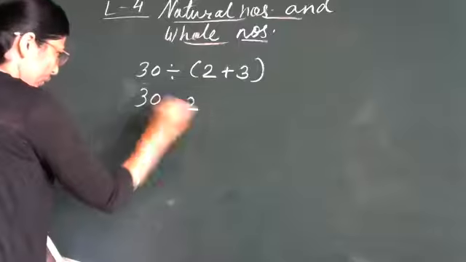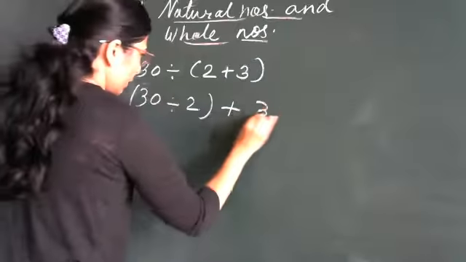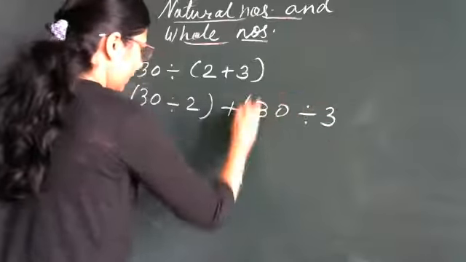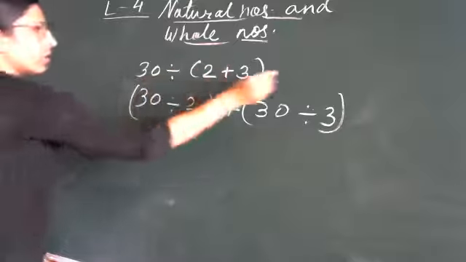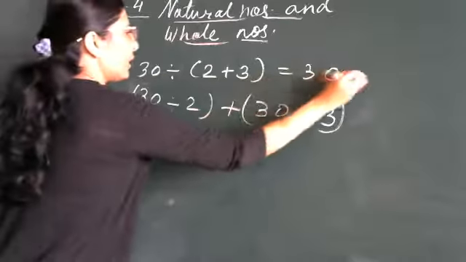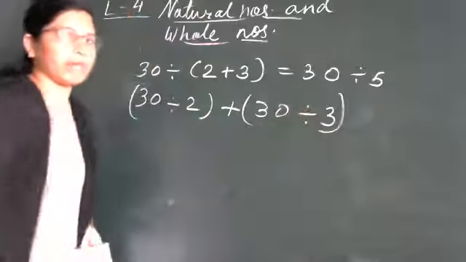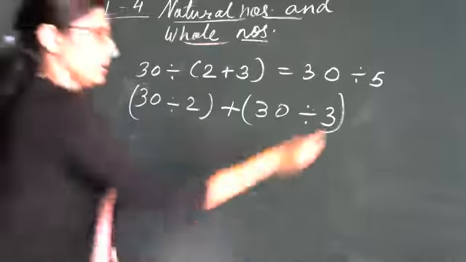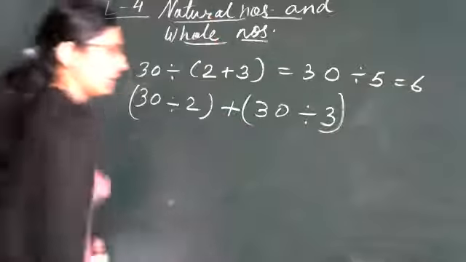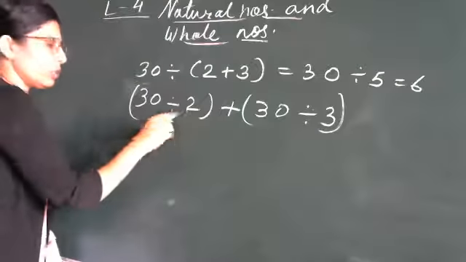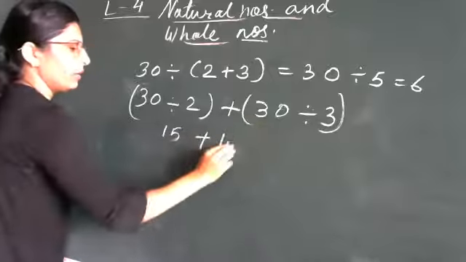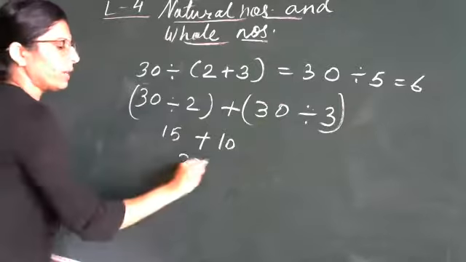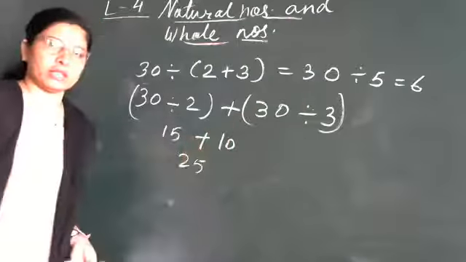30 divided by 2 plus 30 divided by 3. Now what will come here? When we do this, it will be 30 divided by 5. 30 divided by 5 is what? 6. And here 30 divided by 2 is 15 plus 10, so 25. We are not getting the same answer.